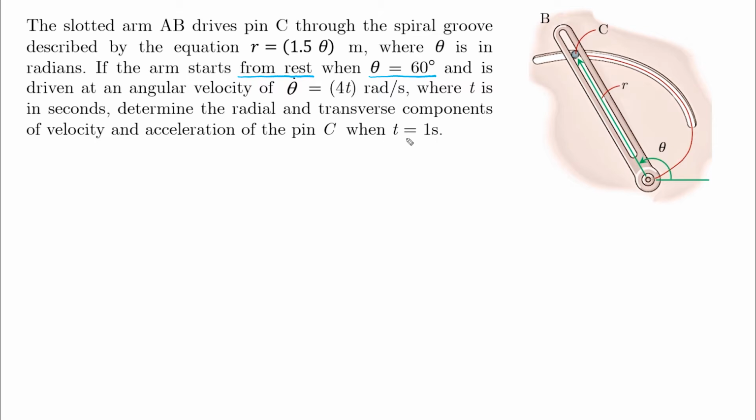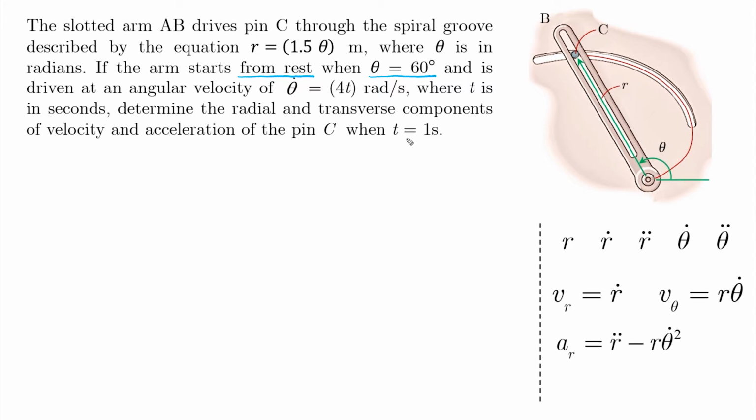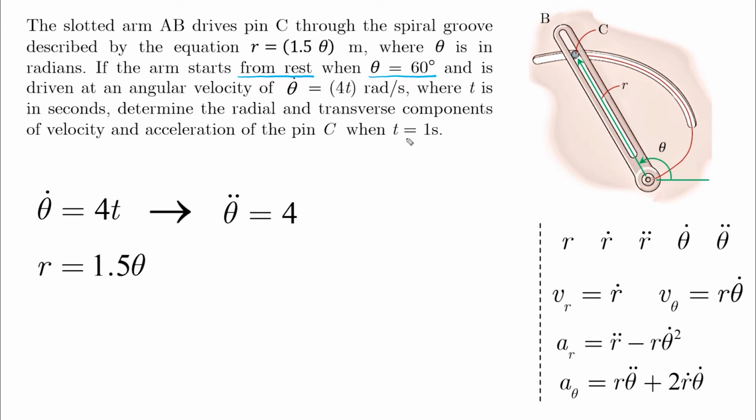So we need to find the velocity and acceleration, which means we have to solve for these 5 variables so we can find the velocity components and the acceleration components. Since theta dot is given as a function of time, let's start with theta dot, which is 4t. If we take the derivative, it becomes a constant: theta double dot equals 4. And r is equal to 1.5 theta.